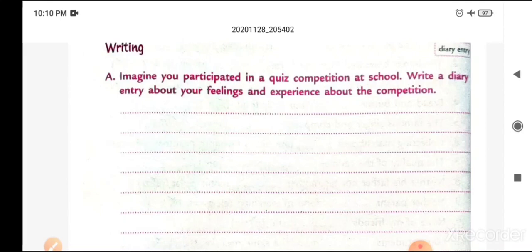And what was your feeling? What did you feel? Did you feel excited to participate in the quiz competitions? And what did you experience about the competition? Was it helpful? Was it something that you anticipated? Did you enjoy it? And what was the outcome of the quiz competitions? And what did you feel at the end of the competitions?